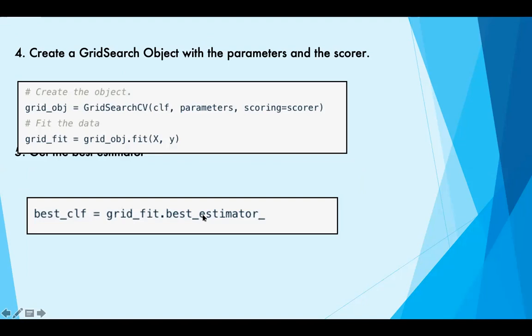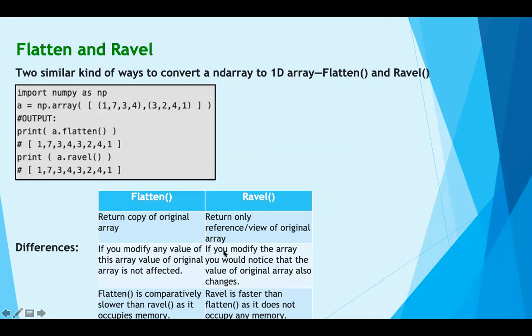Now let's talk about some functions in the NumPy module that will be helpful in the code: flatten and ravel. I have already told you about ravel, so here flatten came, and I have discussed both flatten and ravel together. These two functions convert an n-dimensional array to a one-dimensional array.